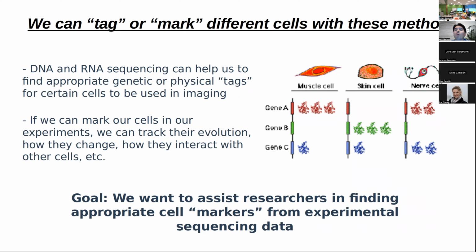We need to know what are the types of cells that are in our tumor at a given time. How are they interacting with other cells? Are they changing? Are they evolving? Or are they staying the same? So when we're talking about identifying cells, what we do is we can tag or mark different cells in our experiments and track how they evolve, how they change, and what other cells they interact with.